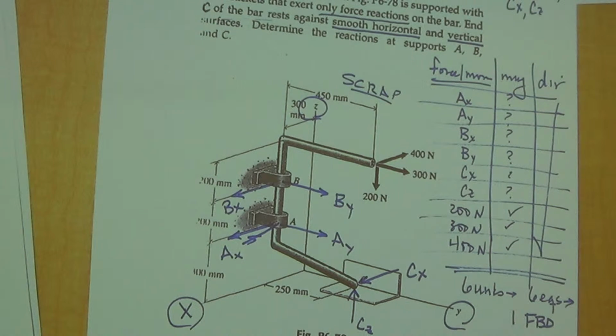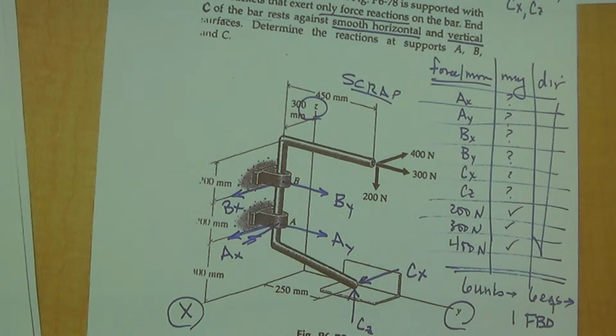Negative. I don't see anybody using the right-hand rule. You could do it in your head. Really? That's good. Okay, how about the 200 Newton force? Positive or negative about X? Negative. How about 400?